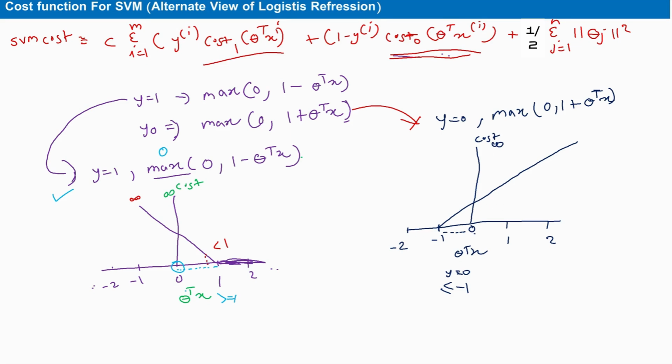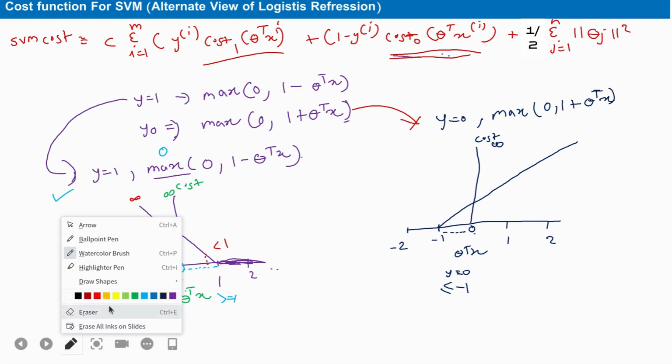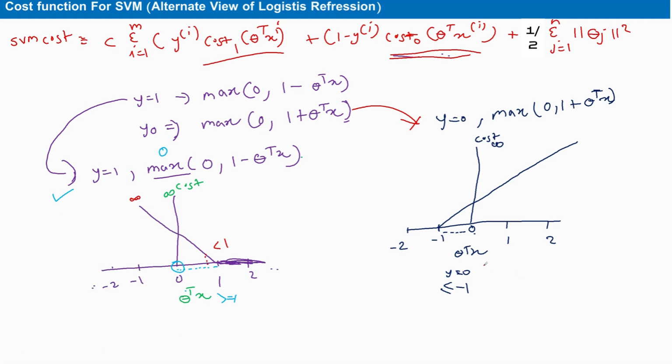Okay, but in the misclassification case, y is equal to 0 is there, but if your theta transpose x, means whatever the prediction, is greater than -1, then again it will go here. Because of this the cost will go to infinity, so it will become a big cost there. So like that, this is the further intuition of the cost function for the SVM. I hope you understood this.